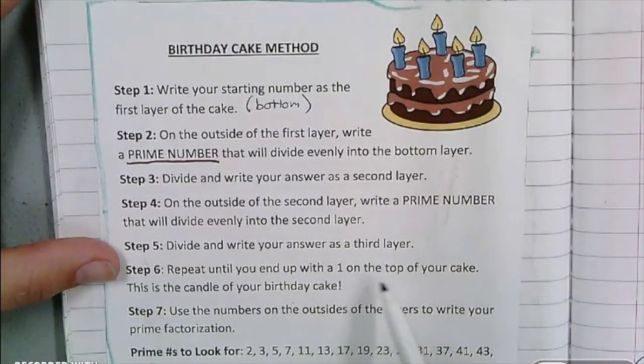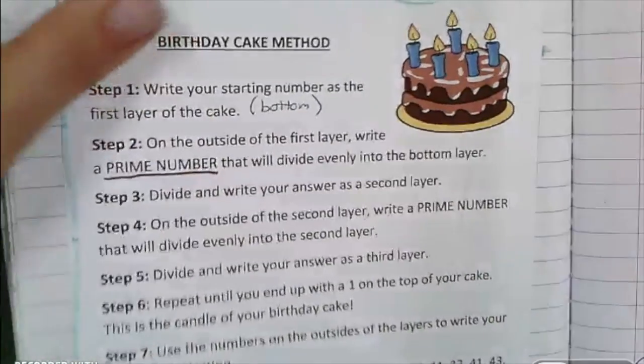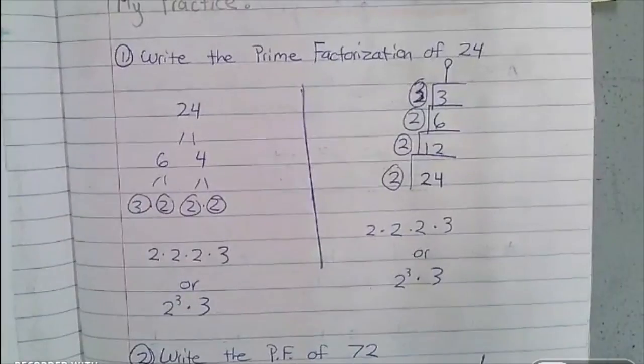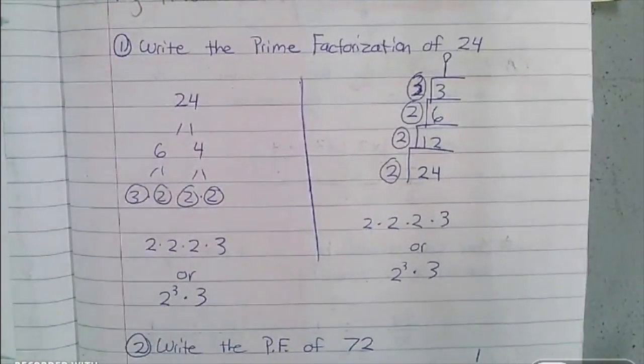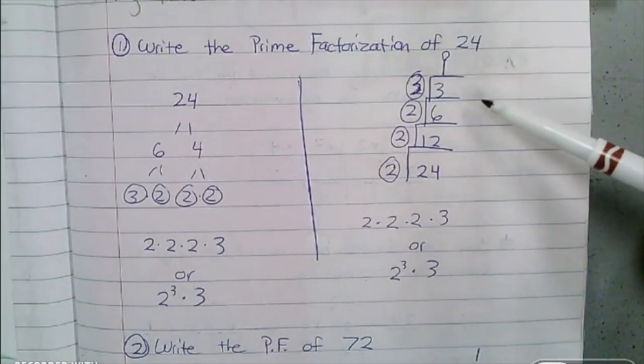Repeat until you end up with a 1 on top of your cake. This is the candle of your birthday cake. Okay, let's look at what it looks like. So for the prime factorization of 24, here's our traditional factor tree. Now over here's the birthday cake method.